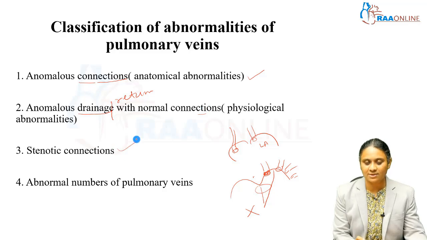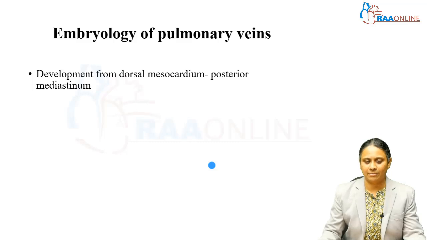Third type is stenosis of the pulmonary vein, single or multiple pulmonary venous stenosis. Fourth one is the abnormal number of pulmonary veins. We'll see about the embryology of the pulmonary veins first.